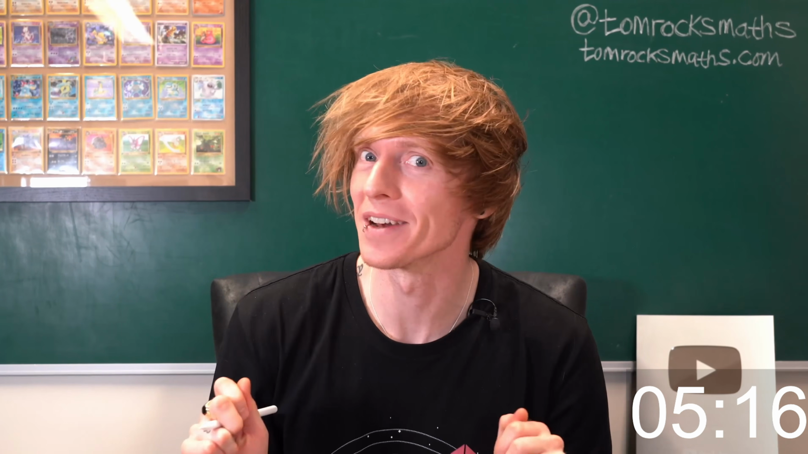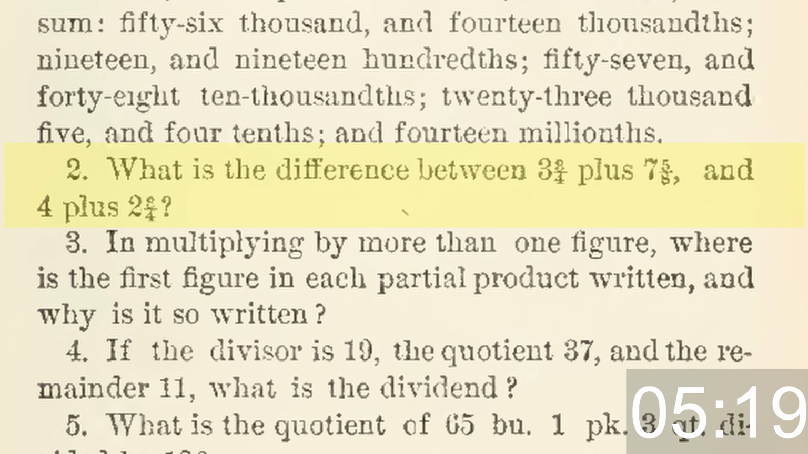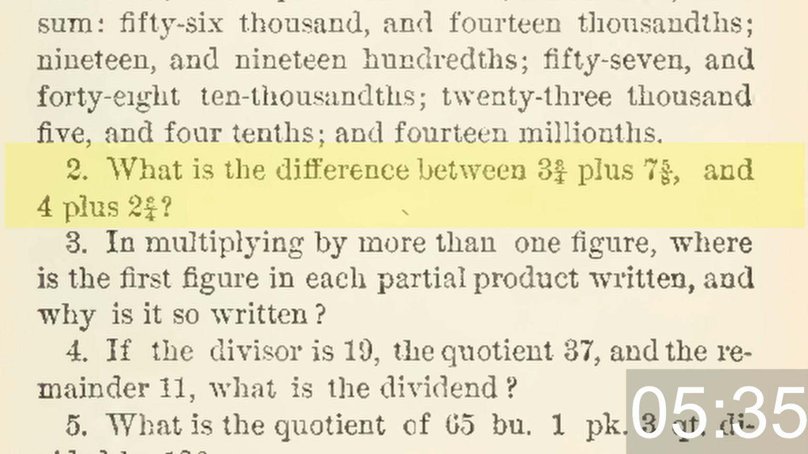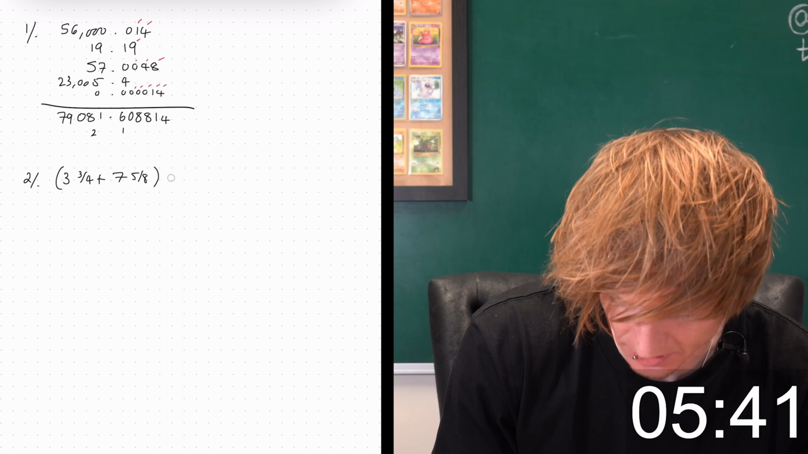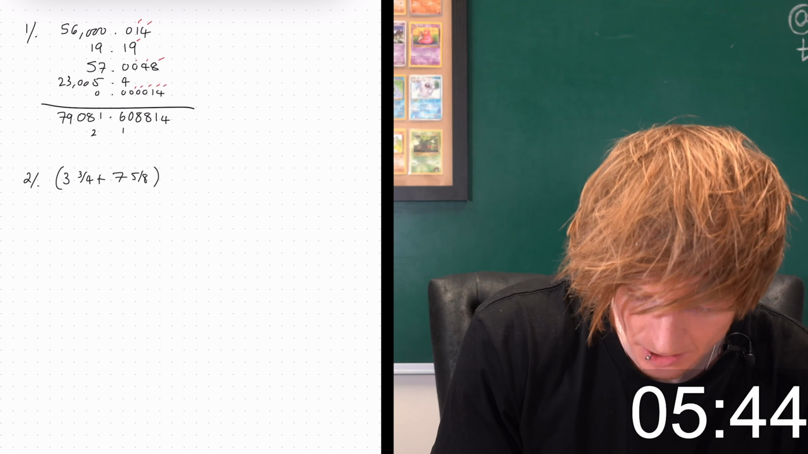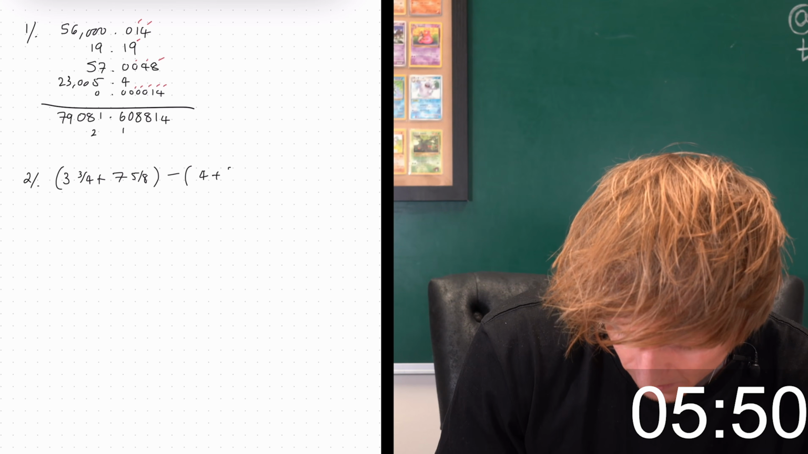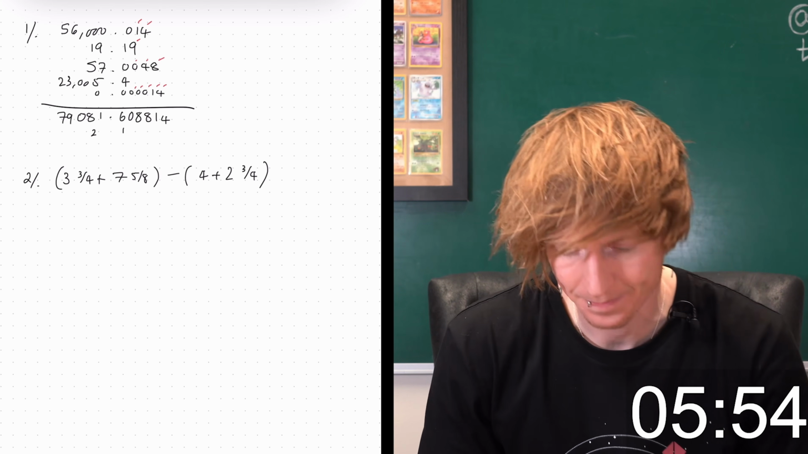Question 2. Of course, I could have just put that into a calculator, right? It would have been a lot easier, but not allowed. What is the difference between, I can't even read this, 3 3/4 plus 7 5/8 and 4 plus 2 3/4? So the difference means to subtract them, doesn't it? So assuming difference means subtract, minus 4 plus 2 3/4.